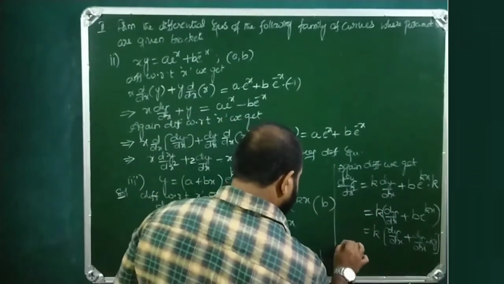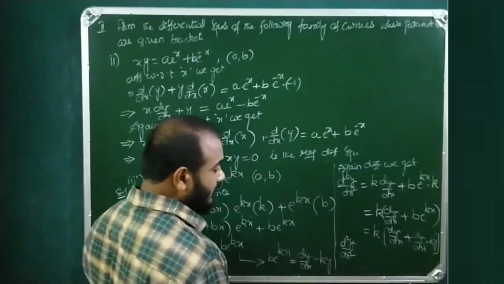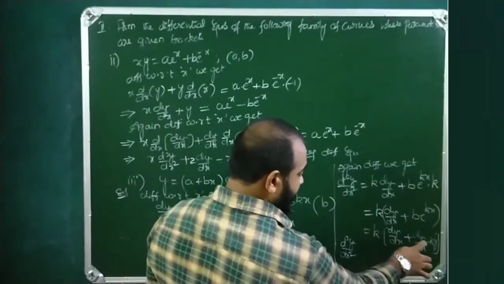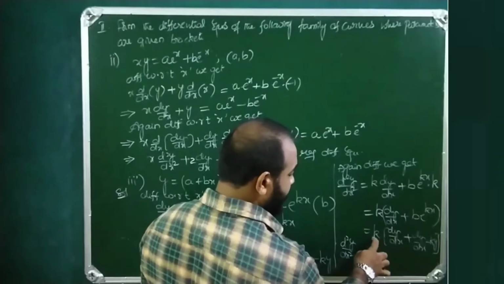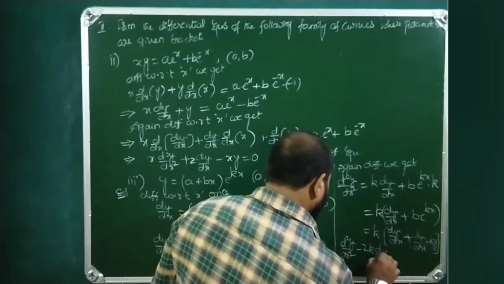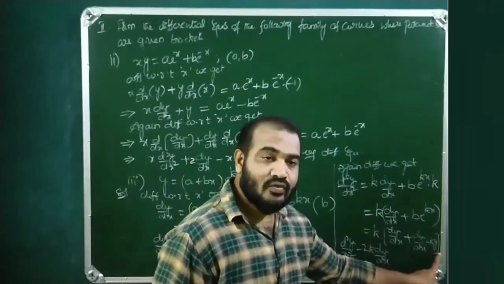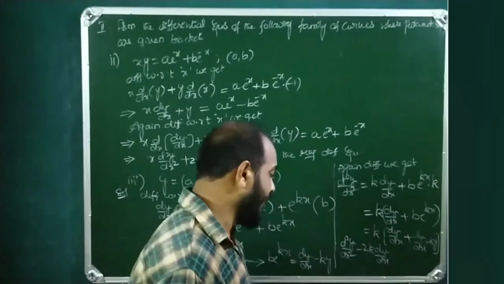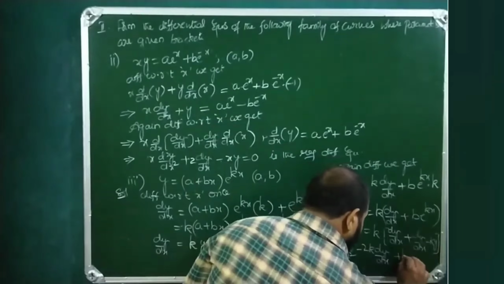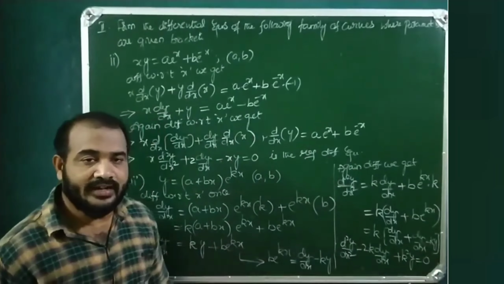So therefore the answer is d square y by dx square, this is dy by dx, dy by dx, 2 dy by dx into k. So minus 2k dy by dx. This is k into k square, minus k square y. If you bring it here, plus k square y equals 0 is the required differential equation.